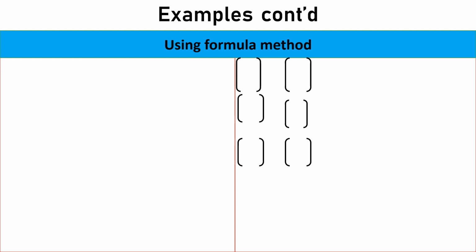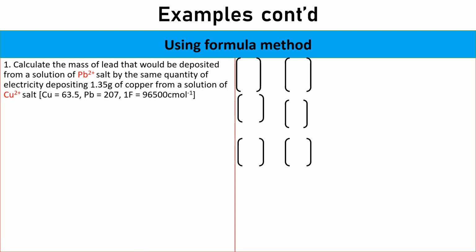All right, let's solve the same question using the formula method. Remember, the question is: calculate the mass of lead that will be deposited from a solution of Pb2+ salt by the same quantity of electricity depositing 1.35 gram of copper from a solution of copper 2 ion salts. If the atomic mass of copper is 63.5 and the atomic mass of lead is 207, and 1 Faraday is equal to 96,500 coulomb per mole. So how do you solve this?